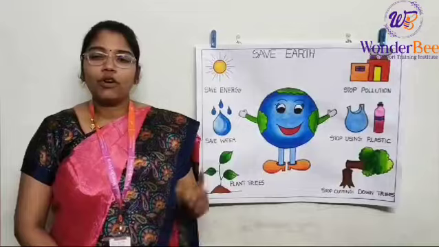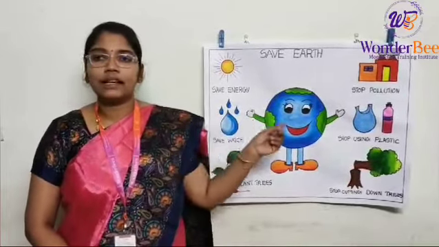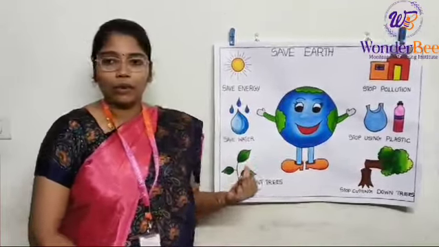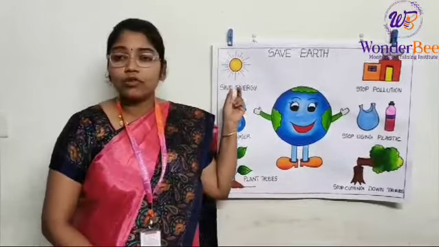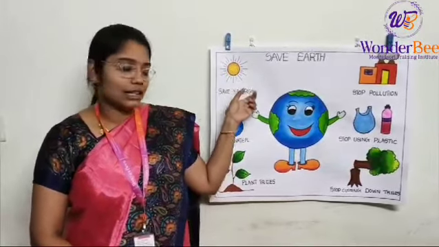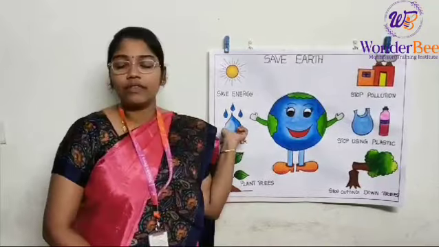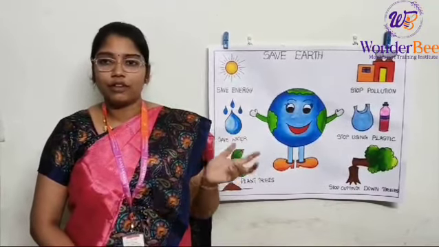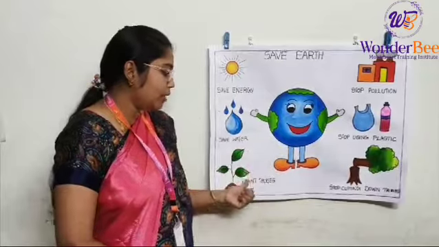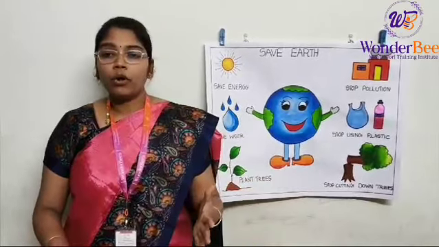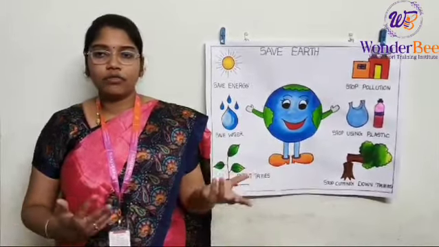Earth concept. For saving our earth, we should follow certain steps. So let us see one by one. First, save energy. Instead of wasting more electricity, we can save energy. And then save water. We should not waste the water, as water is much needed for our future. So we should save the water. And plant trees. We should plant more trees to get more oxygen. It will be good for our earth.